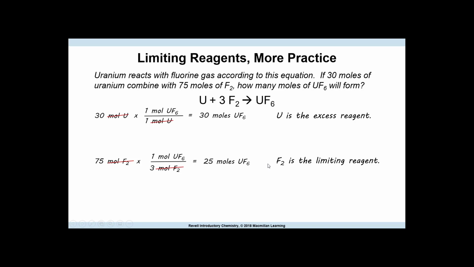So because this is the smaller amount of product, we have to go back to the reactant. This is the reactant that controls this chemical reaction, and this is the limiting reagent, and the excess is the uranium. So don't get caught up on the products. We're simply using the products so we can see which one of the reagents is the limiting and which one is the excess.